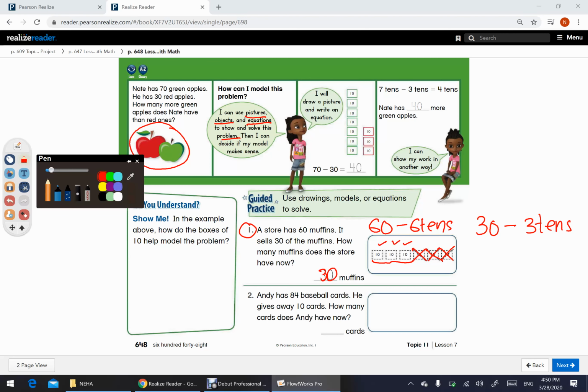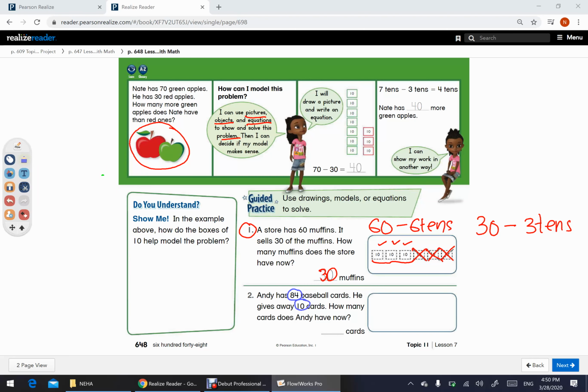Now, question number 2. Andy has 84 baseball cards. He gives away 10 cards. How many cards does Andy have now? Now, if you remember, I always told you whenever you solve problem solving, how will you know to add or subtract? You will circle the numbers and you look for the keywords, right? Now here, we will circle the numbers first, 84 and 10. And what is the keyword? Away, gives away, okay? So what we can do, I can write my equation here.